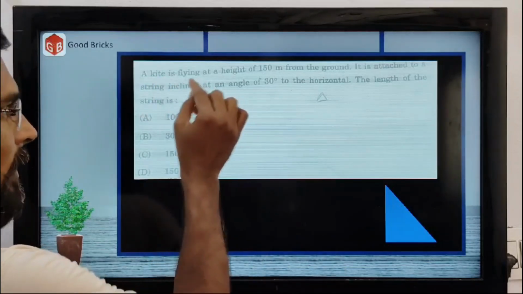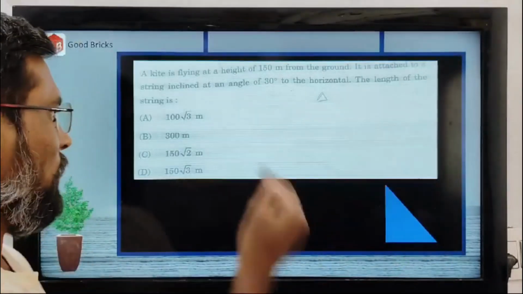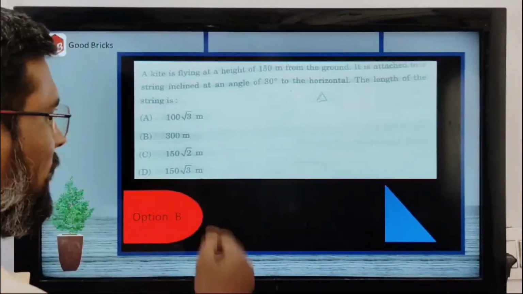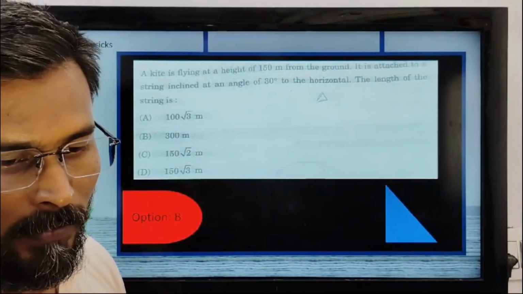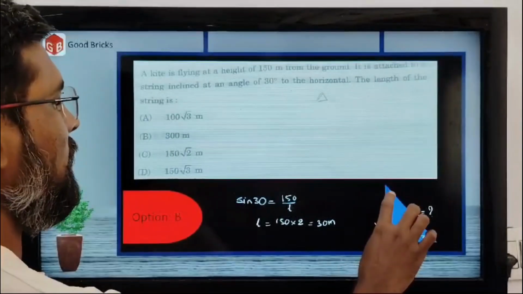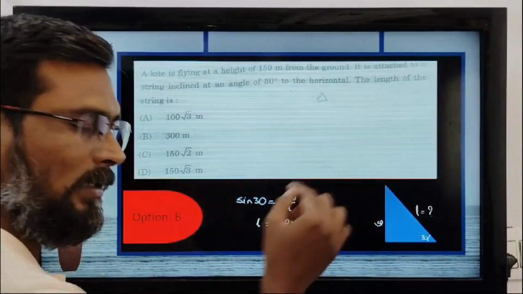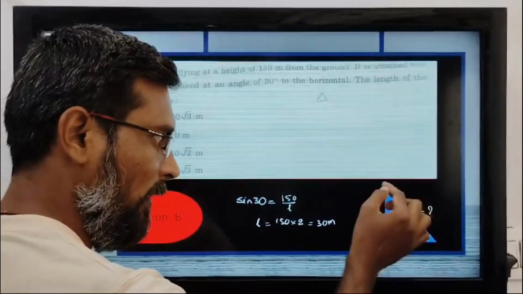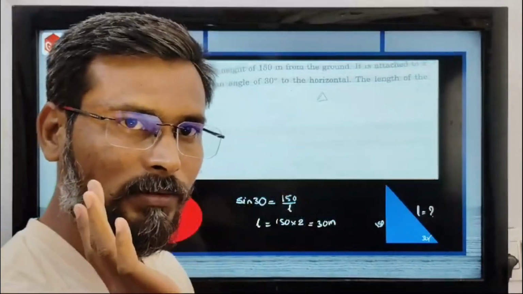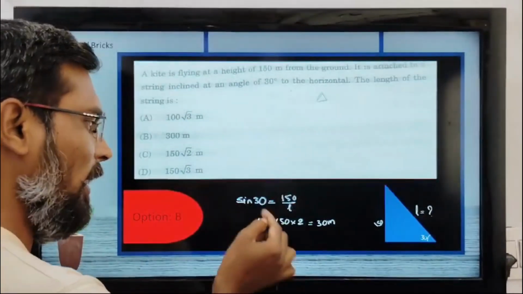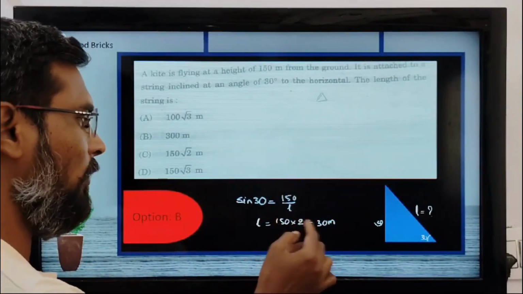In this question, they have given that a kite is flying at 150 meters with an angle of elevation 30 degrees. So for this question, the correct answer is 300 meters, means option B is the correct answer. And you see here on the screen for the detailed solution, this is 150 meters and angle 30. So for angle 30, opposite is this. So opposite by hypotenuse, we will get length of string. So for that opposite by hypotenuse, we are going to take trigonometric ratio sin 30. Using sin 30, when you calculate L, you will get 300 meters. It is not 30, it is 300, because 150 into 2 is 300.